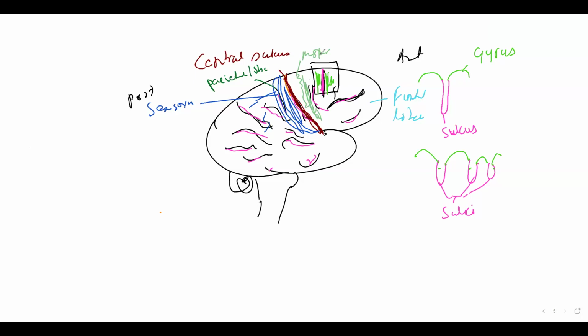I'm sorry, can you repeat the anterior part? Somatic control of the brain by areas anterior to the central sulcus is going to be motor, whereas somatic sensory is going to be posterior to the central sulcus.